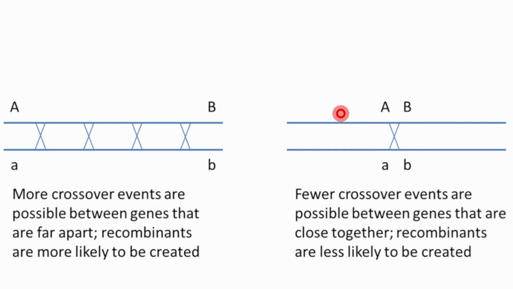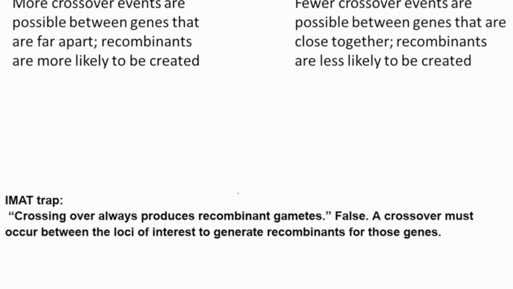So the final takeaway is: distance doesn't cause crossing over, it increases the number of places where crossing over can happen between 2 genes. This statement highlights a classic IMAT trap. The statement is: crossing over always produces recombinant gametes, which is false. A crossover must occur between the loci of interest to generate recombinants for those genes.